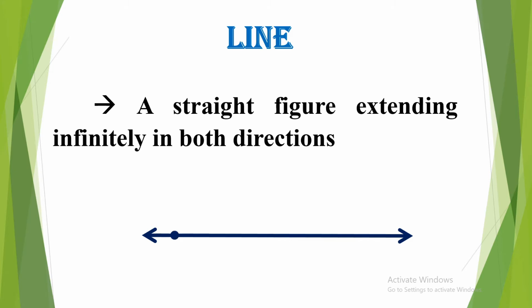To name a line, we use any 2 points on the line. So like this one, we have point A and point B. So we can name this line as line AB. But aside from using two capital letters to name a line, you can also use a small letter. So say for example, line m or line n, as long as that one single letter is a small letter.